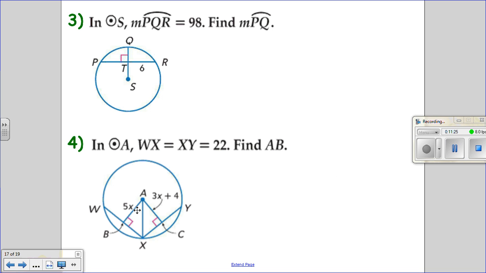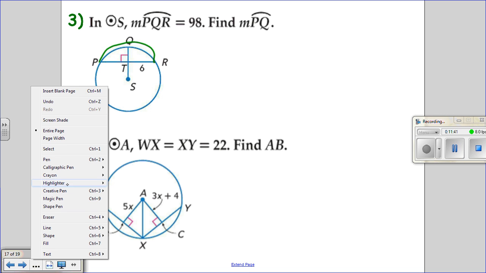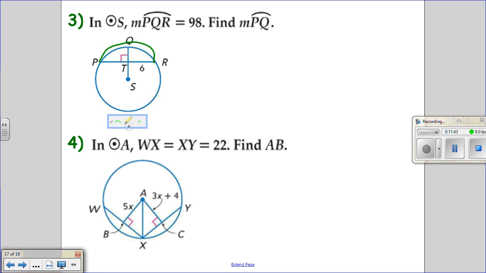Number 3, in circle S, arc PQR is 98. So let's highlight that. PQR, that whole thing is 98. Find the measure of arc PQ. So we're looking for this arc here and only that arc. SQ represents the radius, and the radius is perpendicular to PR.